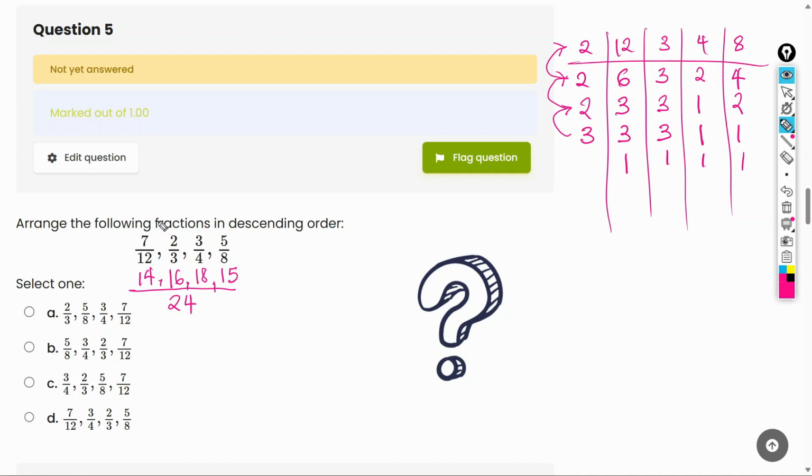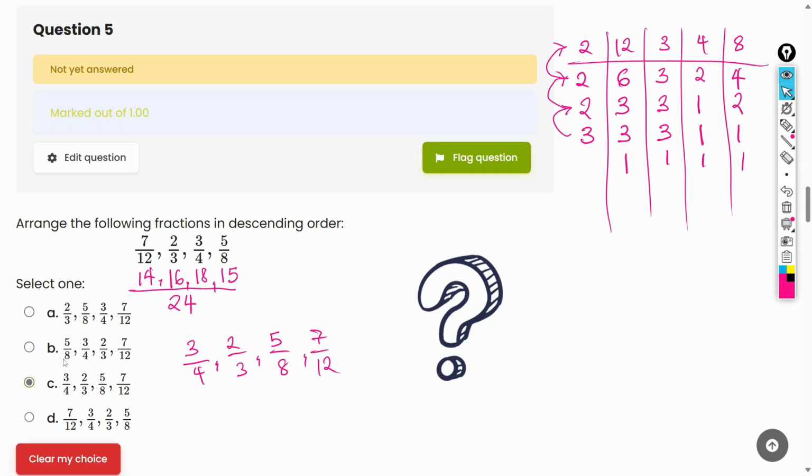So since we are arranging in descending order, we start from the biggest. The biggest number here is 18, so it means 3 over 4 is the biggest, followed by 16, so 2 over 3, followed by 15, so 5 over 8, followed by 14, 7 over 12. So our correct answer should be C.